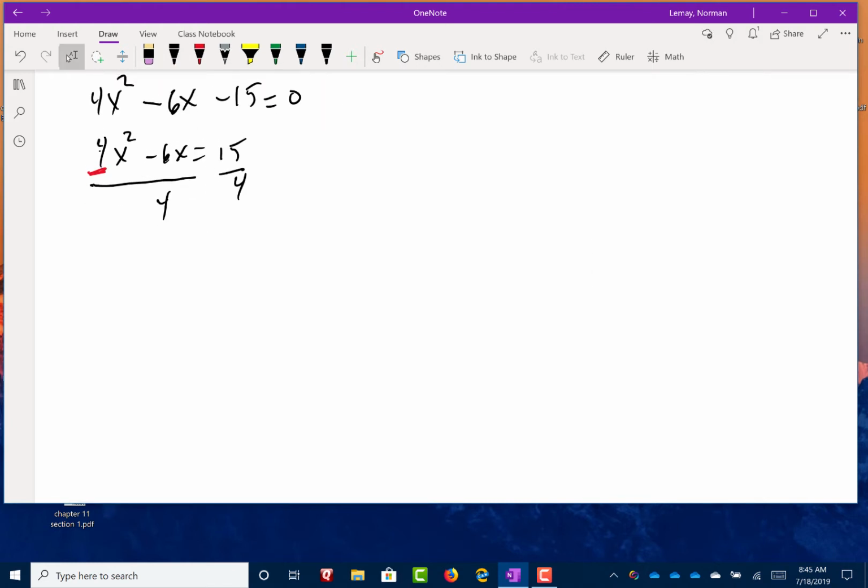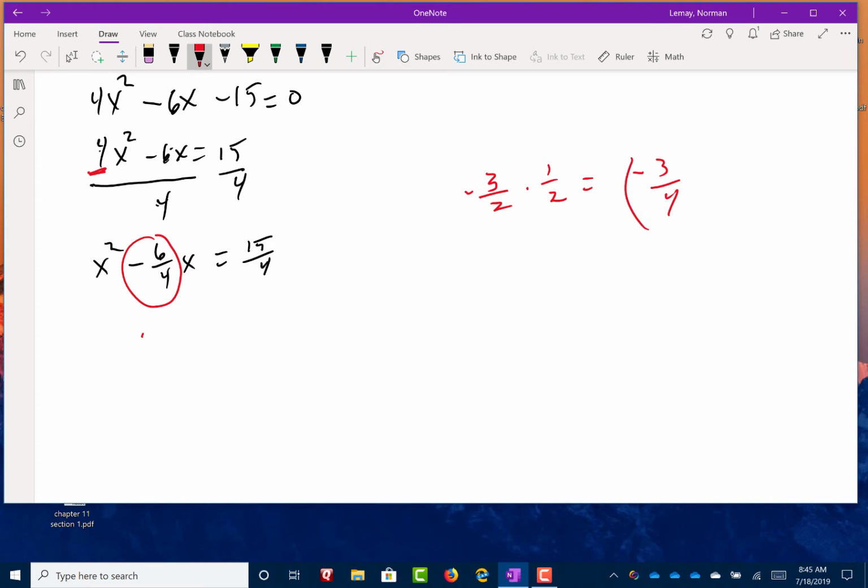I think we can agree that 4 over 4 will leave us with x squared minus 6 over 4 x equals 15 over 4. Again, we'll bring our negative 6/4 over here, and 6/4 reduces down to negative 3/2. Divide that by 2, so multiply by 1/2, and we get negative 3/4. And note here we have to square that.